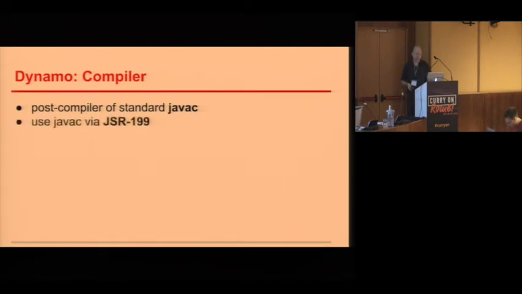Once we have the enhancer component that just replaces the instructions, we can very easily, with a simple trick, turn it into a compiler. To do so, we just use the standard Java compiler, which we can access through an API, JSR 199. So we use the standard compiler, compile in memory, do the bytecode instrumentation, and then write out to the file system. That's a very simple trick, but it gives us a compiler that has a lot of the characteristics in terms of performance and reliability of the standard Java compiler.